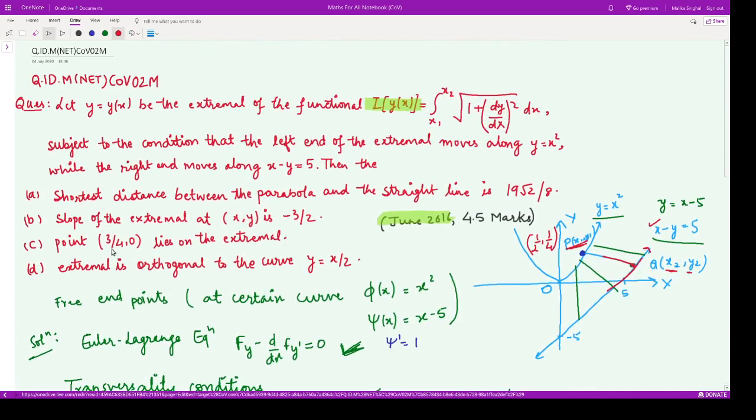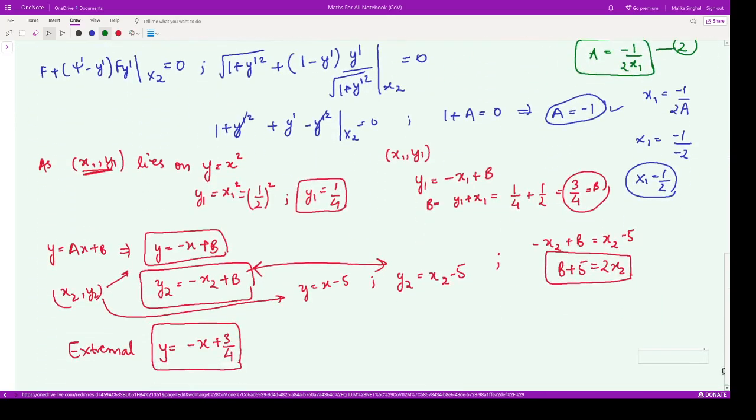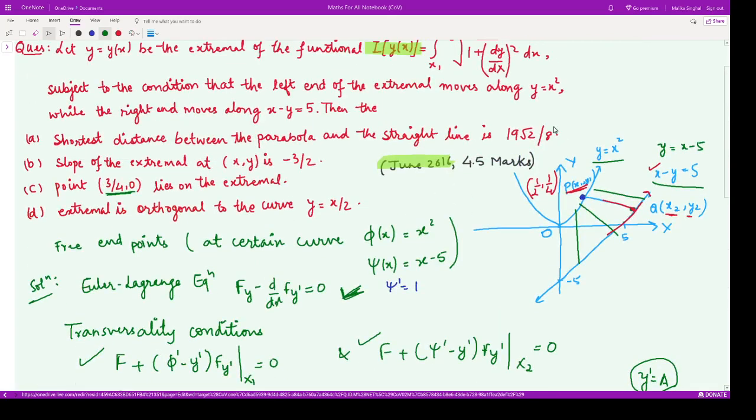So they are saying the point 3 by 4 comma 0 lies on the extremal. Let us check this point. Obviously, if you substitute x is equal to 3 by 4, you will get y is equal to 0. Therefore, this option C is the correct option. Yes, so this is the correct option.